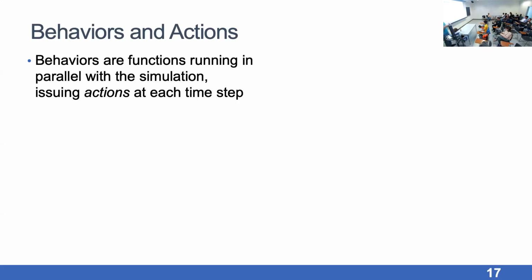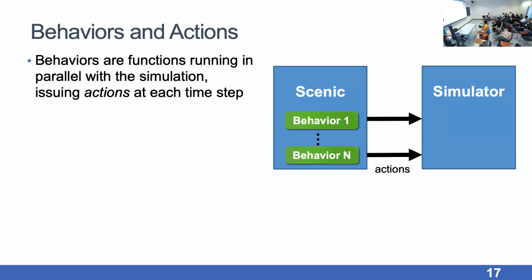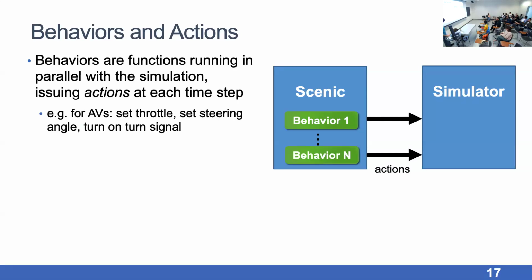At each time, agents take what we call actions. You can think of these as the primitive kinds of behaviors that a simulator would support. So the picture you should have is that in Scenic, we've got the behavior for some agent. Maybe you've got a bunch of these running. They're all running in parallel for all of the different agents that you define. At every time step, they send these actions, like apply the brake or turn the headlights on, something like that, over to the simulator. And then, for autonomous vehicles, it could be set the throttle, set the steering angle, turn on the turn signal, these kinds of things.